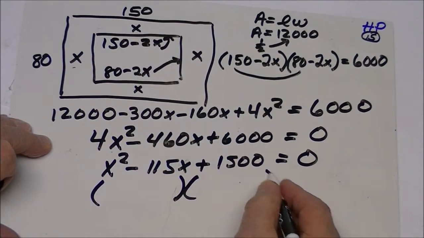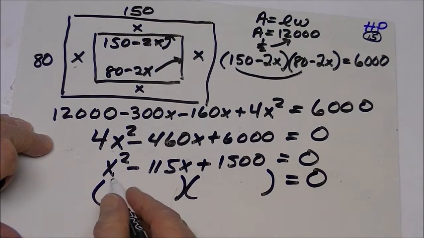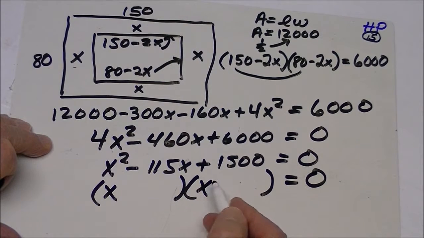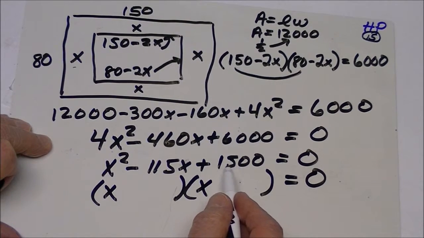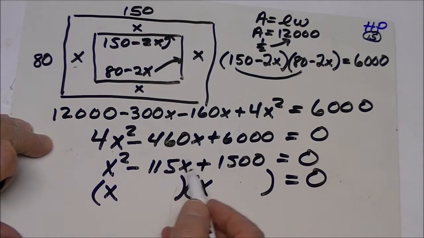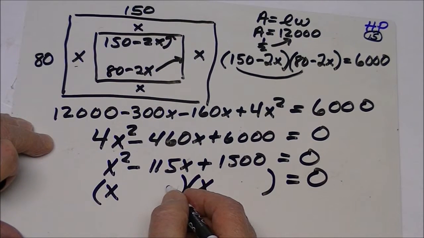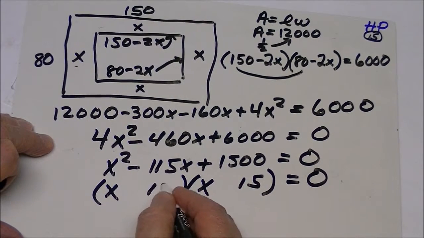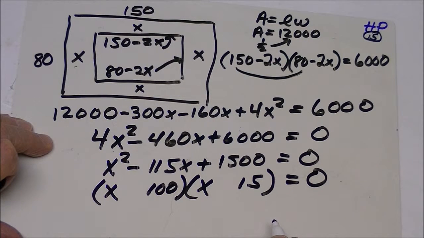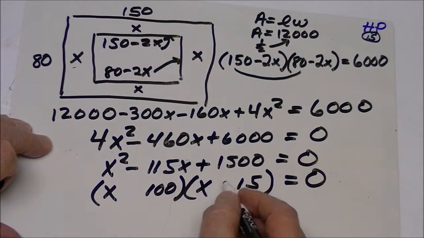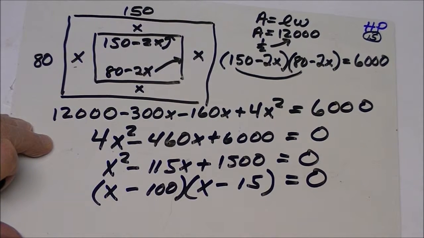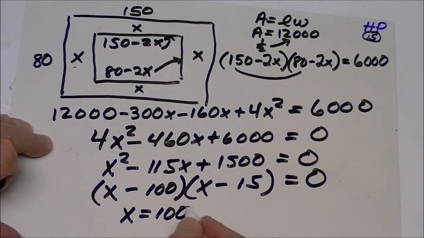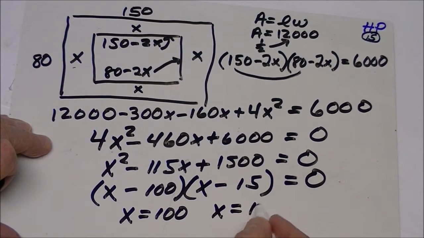So this is actually factorable, and since our first term a is 1, that works out very well. And notice what you have here. You have 1500 and 115. The factors will be, let's say, 15 times 100. And they're both going to be negative. And this will be x equals 100. And this one will be x equals 15.